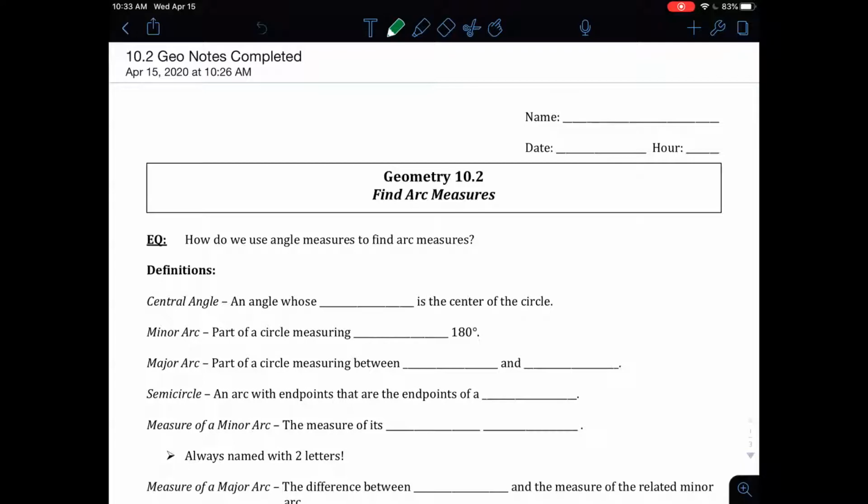Okay, so arcs of a circle are basically just part of a circle. So if we have a circle like this, and we have this part right here, this would be an arc. It's just part of the circle. That's kind of all we're talking about today. So hopefully this stuff makes sense, and let's go ahead and get into it.